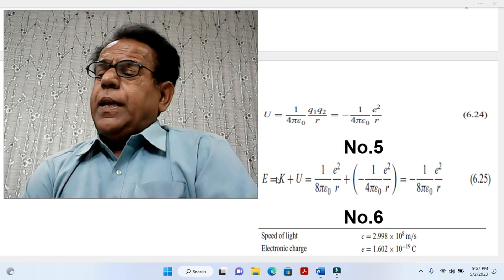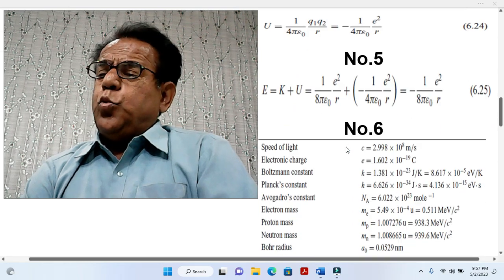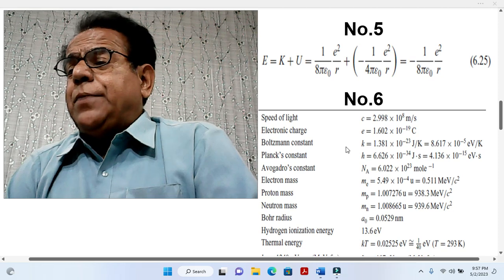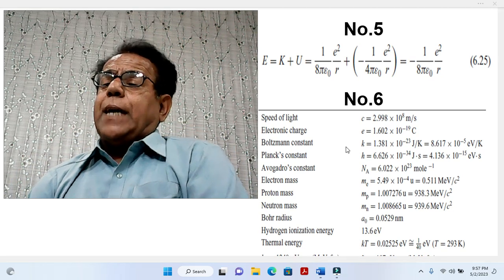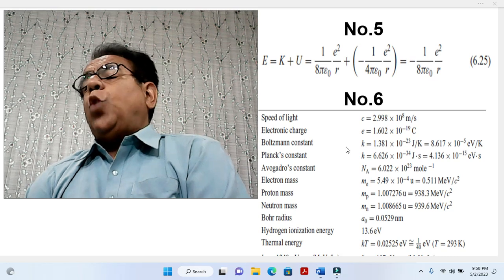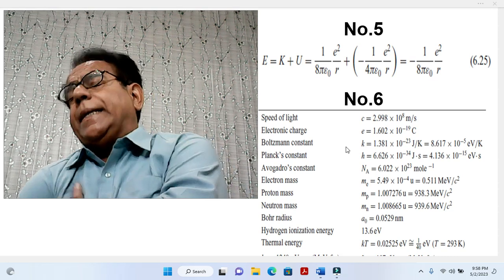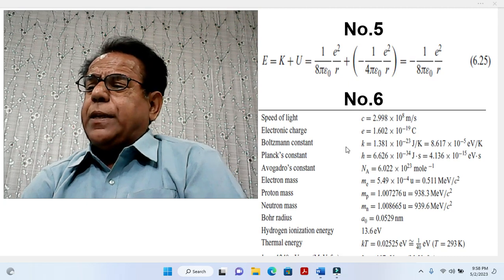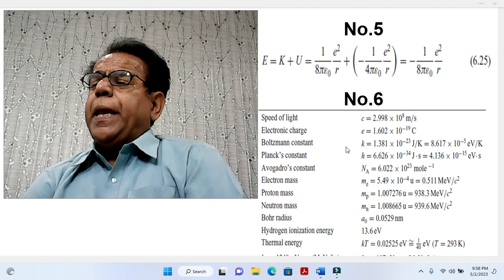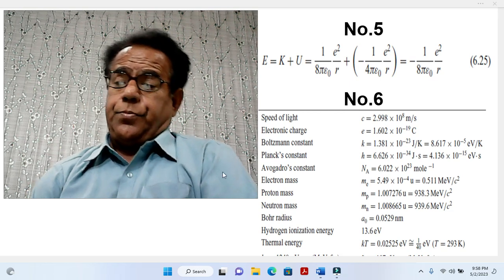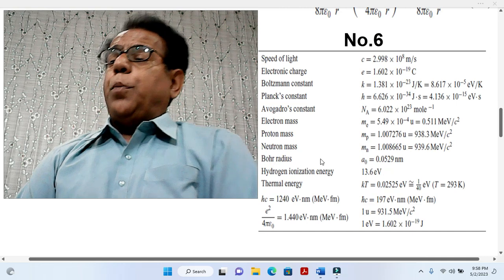Anyhow, now we move to tool number 5. Tool number 5 deals with the total energy, that is kinetic energy plus potential energy. So the above two equations have been added in this tool, and total energy finally becomes equal to minus 1 over 8 pi epsilon naught E square over R. Next, problem number 6.